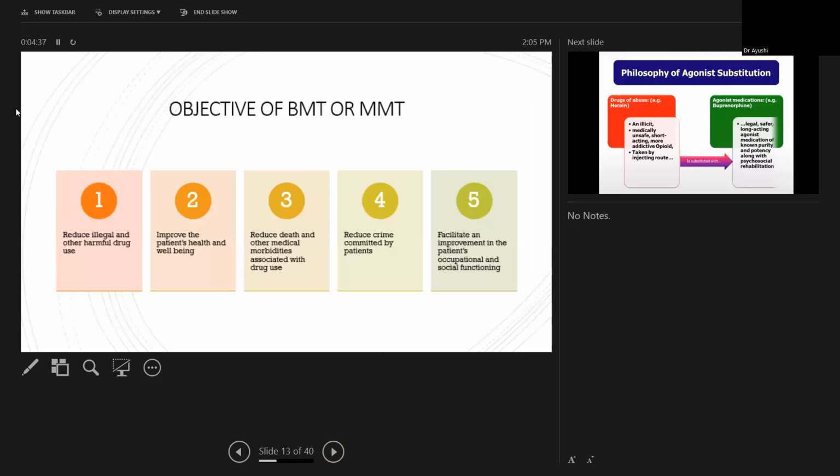Now, what is the objective of BMT or MMT? It reduces illegal and other harmful drug use, and improves the patient's health and well-being. It reduces death and other medical morbidities associated with drug use. It reduces crime committed by the patient, and it facilitates an improvement in the patient's occupational and social functioning.